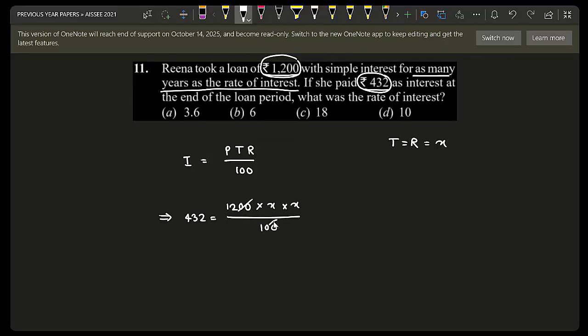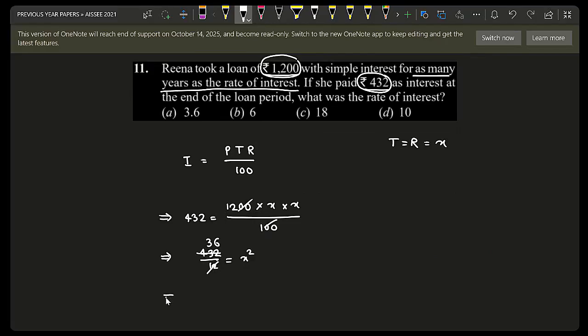Two zeros cancel, and I want to find the value of x. 12 I'm transposing to the left. 12 is multiplying, so if you transpose, it will divide. 432 divided by 12 is equal to x into x, which we can write as x square. Now, 12 3s are 36. 43 minus 36 is 7. 7 2 becomes 72. 12 6s are 72. So I got x square is 36.